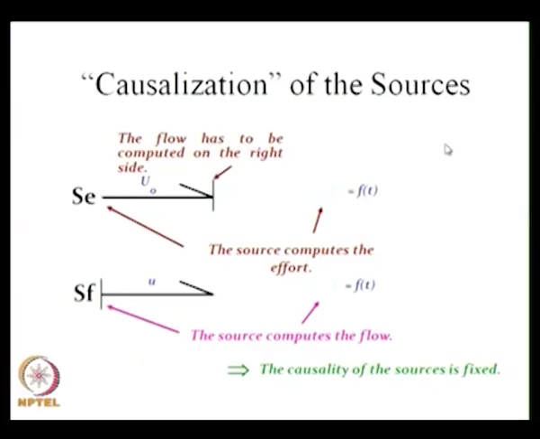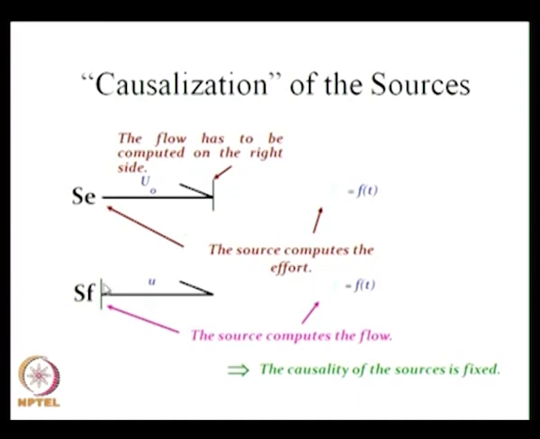So here is the explanation for causalization of the sources. Now we have SE and SF. SE is the source effort and SF is the source flow. So the flow has to be computed on the right side because effort is coming here. So we need to calculate what is F. F is calculated based on the effort coming here, so F is equal to a function of the effort.